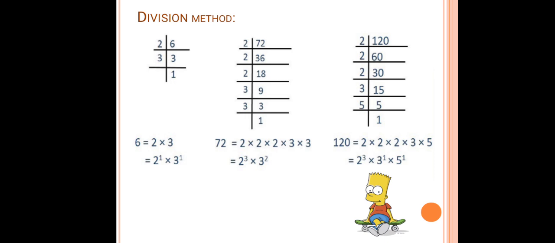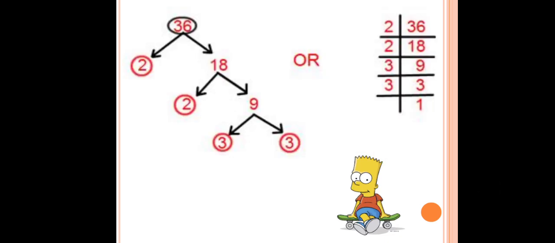Now the third number is 120, like 2 60s are 120, 2 30s are 60, 2 15s are 30, 3 5s are 15 and 5 1s are 5. All the side numbers like 2, 2, 2, 3 and 5 are called the prime factors of number 120. When we multiply all these prime factors, we will get the original number.